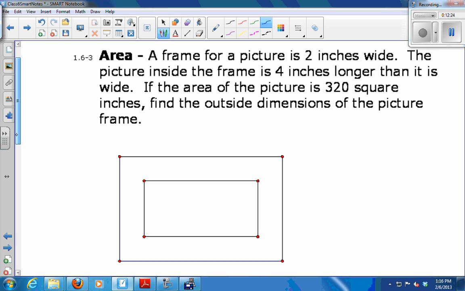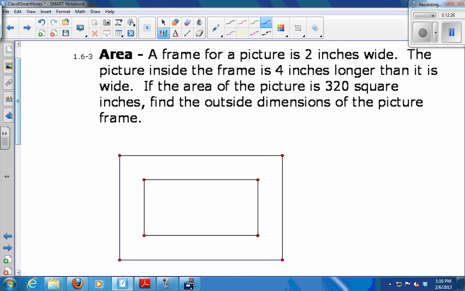Okay, so here's another classic quadratic problem for area. We have a picture frame that is 2 inches wide. So the thickness of the frame all the way around is 2 inches. And the picture inside the frame is 4 inches longer than it is wide. The area of the picture, just the inside picture, is 320 inches. We want to find the outside dimensions of the picture frame.